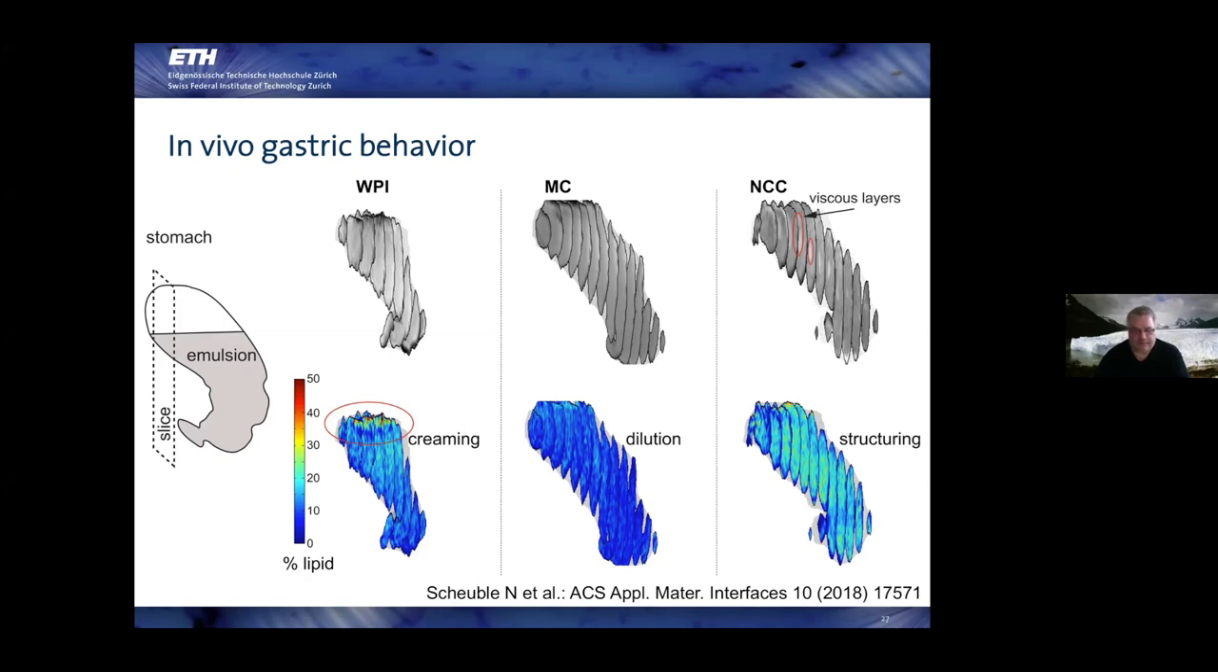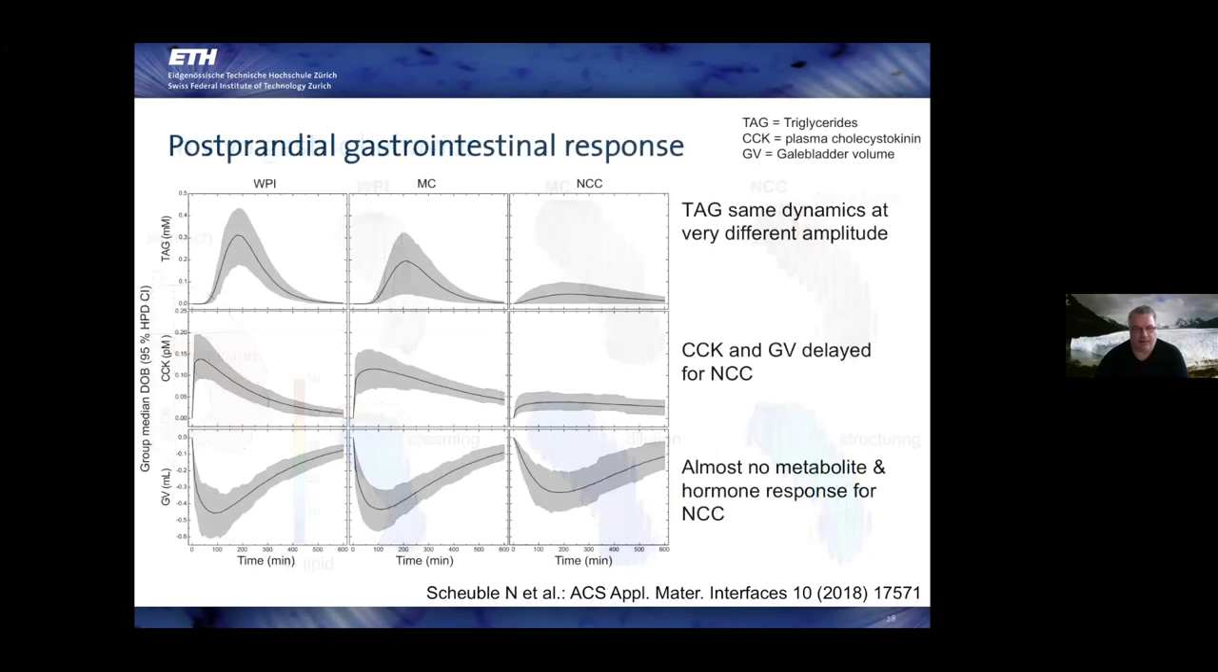So here, the situation with the beta-lactoglobulin basically is the dissolution of the emulsion. So we have digestion going on, and for the two others, we don't. And we have then also monitored that with the gastrointestinal responses. So we looked into triglycerides in the blood, plasma CCK, and the gallbladder volume. And what you see here is a very rapid response to the whey protein isolate, so beta-lactoglobulin, simply saying the emulsion is breaking down. We have uptake of fat, triglycerides are going up, and the satiety signal is coming up as well very rapidly.